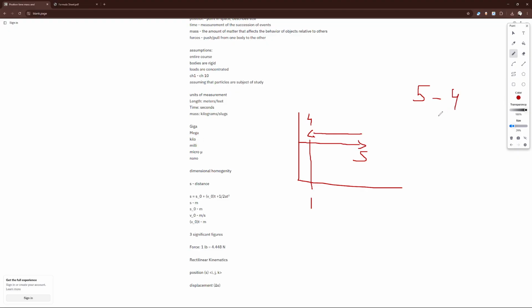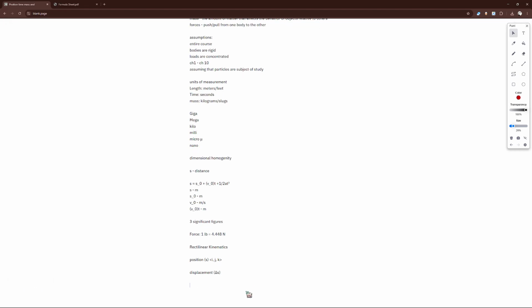5 minus 4. S2, position 2, minus position 1. Or, yeah, I reversed that, whatever. So that's displacement. It is a change in position. It's a vector. I probably should have brought up vectors and scalars, but I expect you already know that, so I'm not going to explain them. Displacement is a vector.